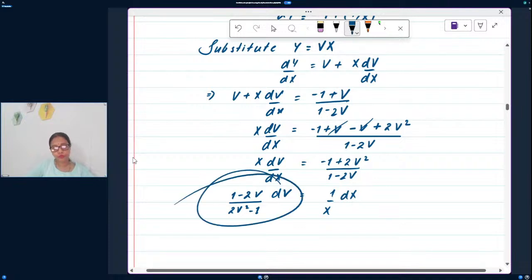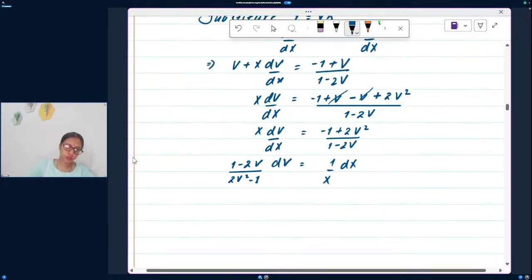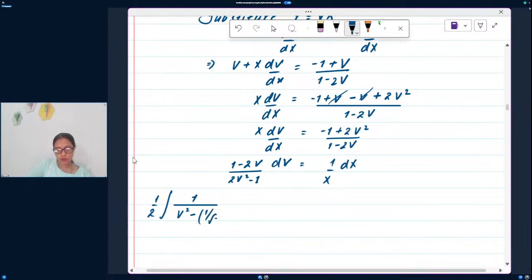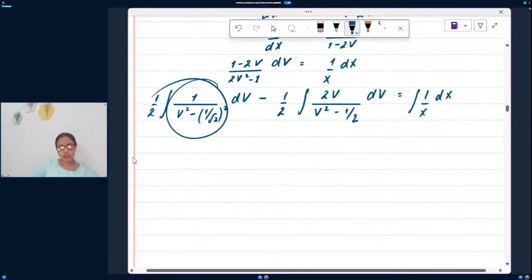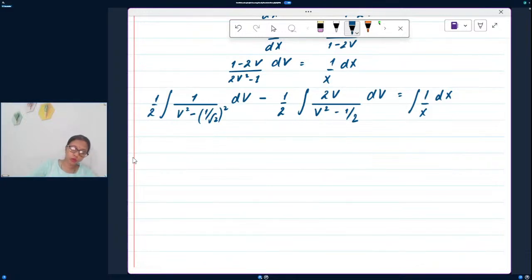How to do this integration? Separate, first of all. This is 1 upon, take 2 common. It becomes v square minus 1 by root 2 square dv, right? And minus again, let's say 1 by 2 common here, and 2v divided by v square minus 1 by 2 dv is equals to 1 by x, that is log x. What is this? 1 upon, this is not tan inverse, it is the log formula, right?